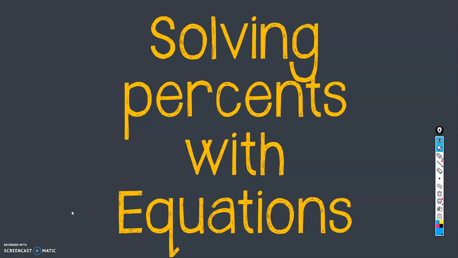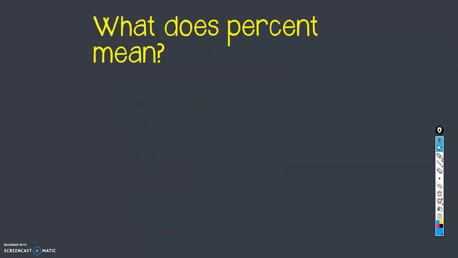So previously we learned how to solve percents using ratios, and ratios work really well a lot of the time, but I also want to show you how to solve them with equations. So let's go ahead and get started with this.